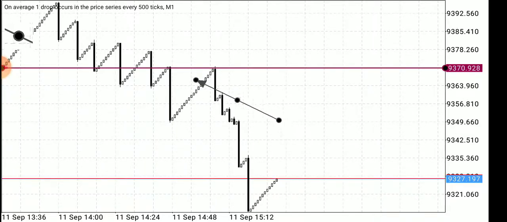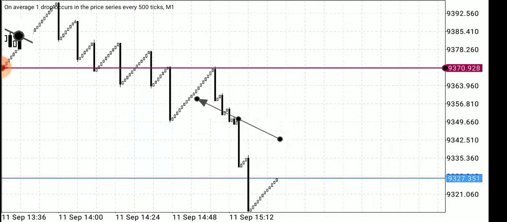But where exactly did I enter? I enter when it is two candles to where it spiked the last time. So once the market reaches around here, that's when I'll enter my sell. Then I'll wait for the spike.